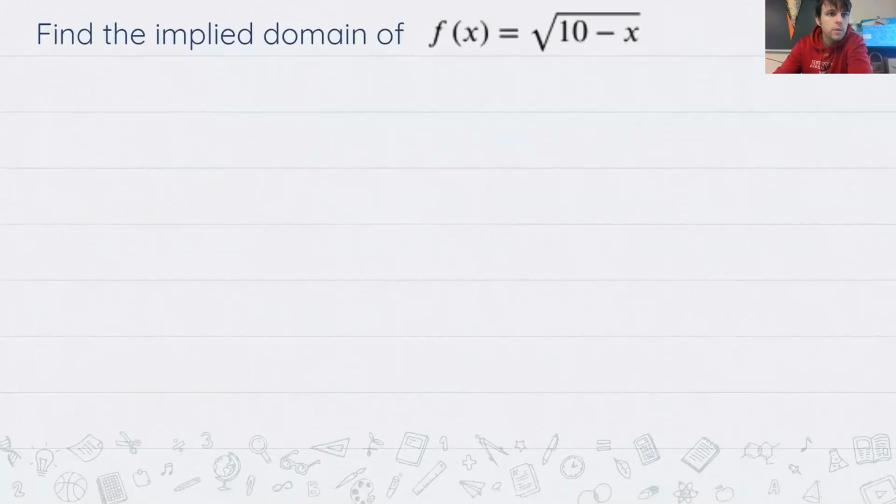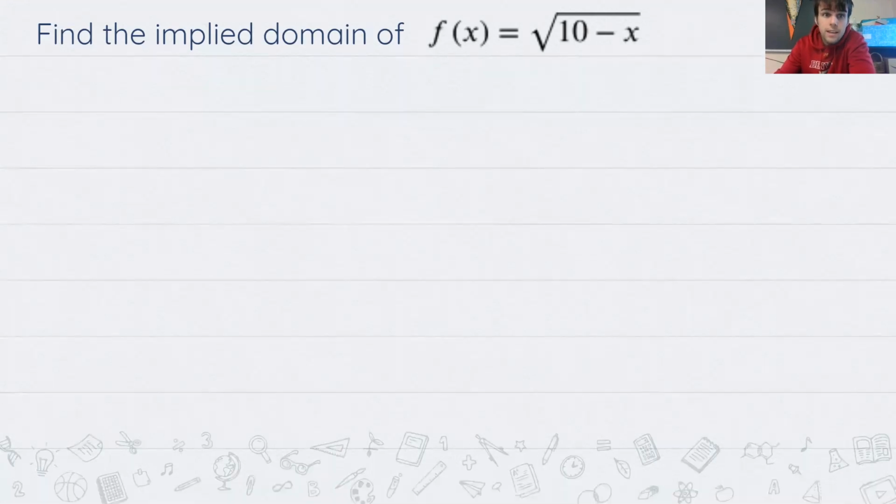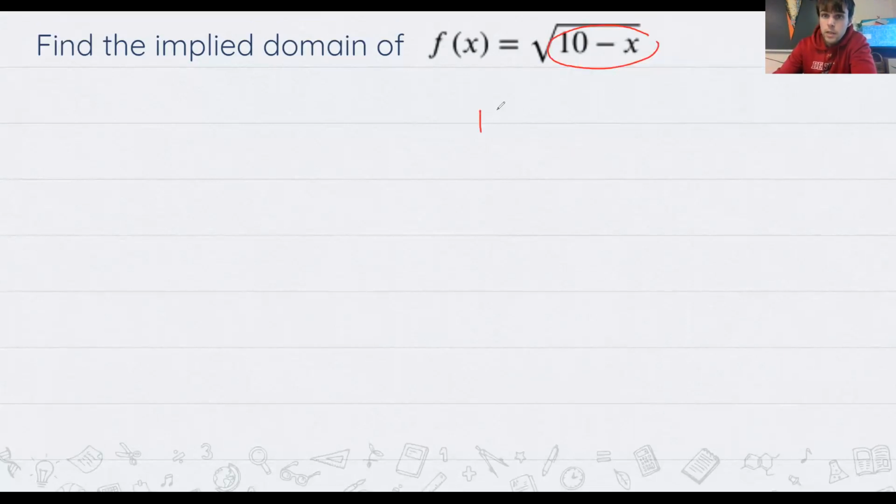Let's go ahead and take a look at one more example of this, finding our implied domain. So we have our function f of x is equal to the square root of 10 minus x. Again, this is a simple square root, right? So anything that would cause the inside of this radical symbol here to be negative is not allowed. So we need it to be greater than or equal to 0.